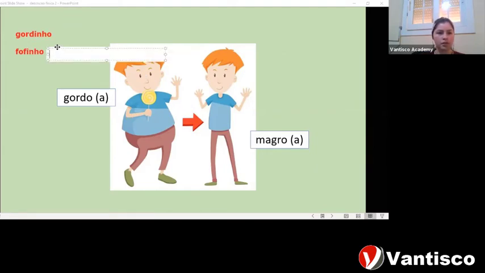It's not the diminutive form. But Brazilian people like to use the diminutive form a lot for anything, okay? Anything we can use it, we will use it.